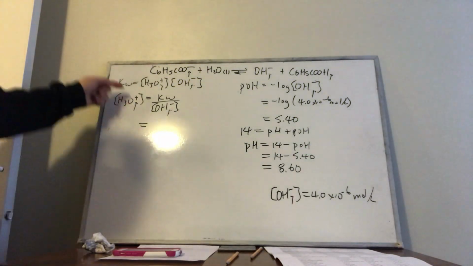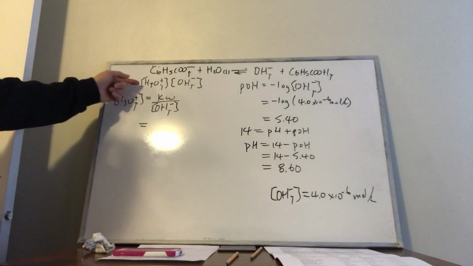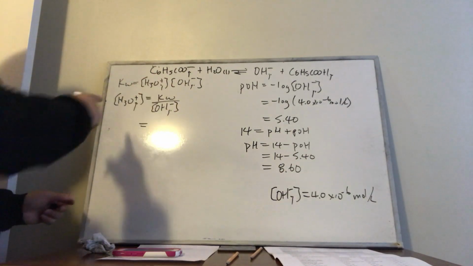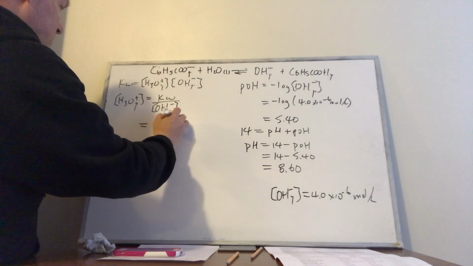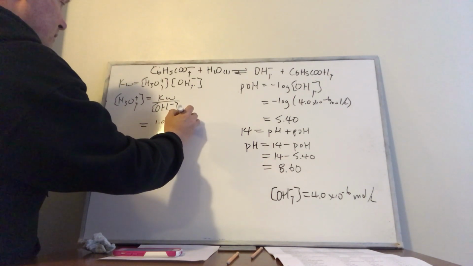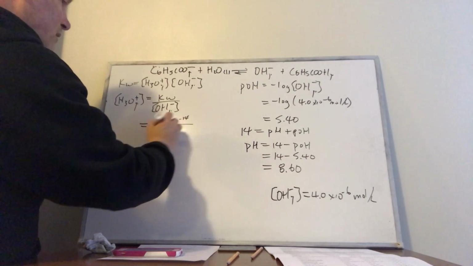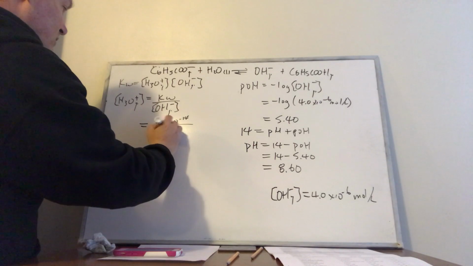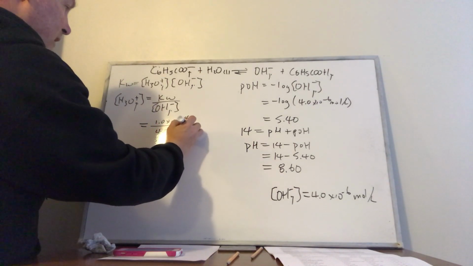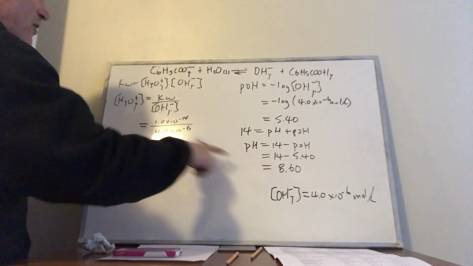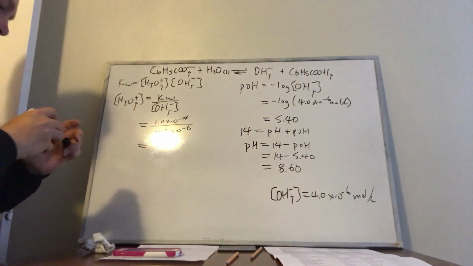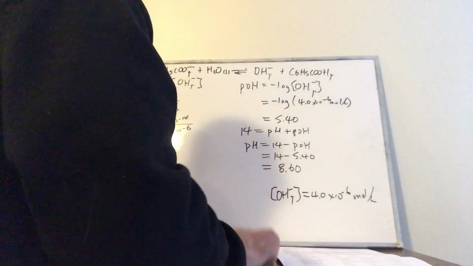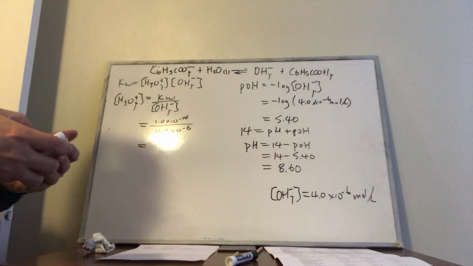The other way is to do what I started earlier. So Kw is hydronium times hydroxide. So hydronium is Kw divided by hydroxide. And so I have 1.0 times 10 to the minus 14 divided by 4.0 times 10 to the minus 6. Again, using the actual number that I had in my calculator from before. And if I go ahead and do that, give me a second here.